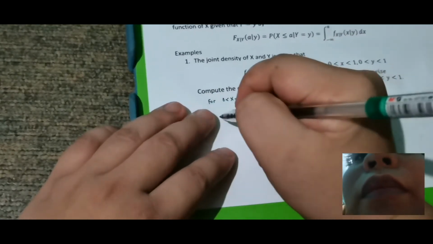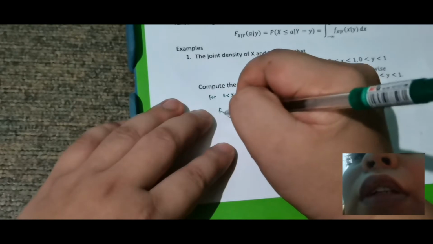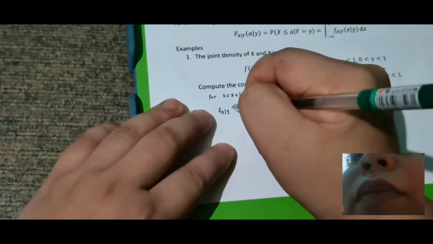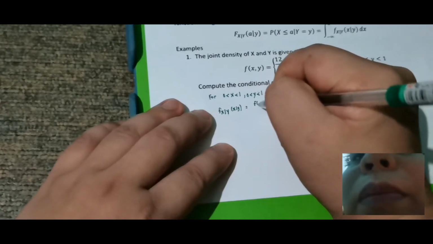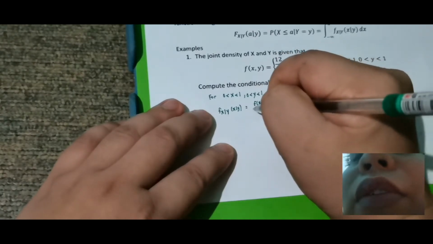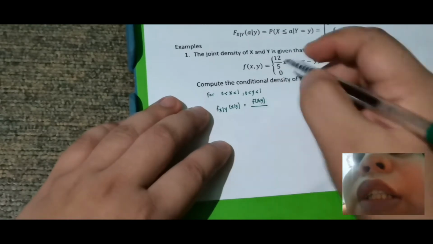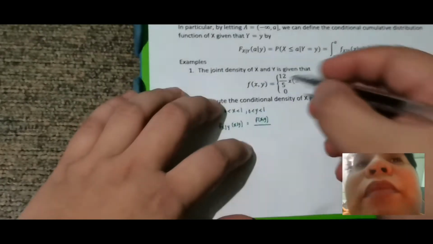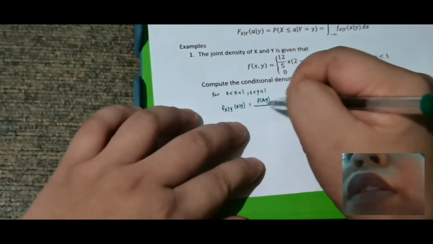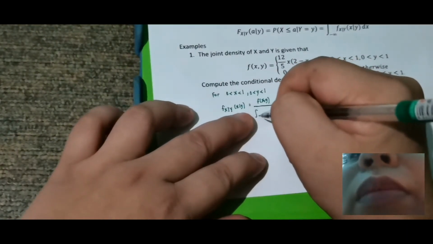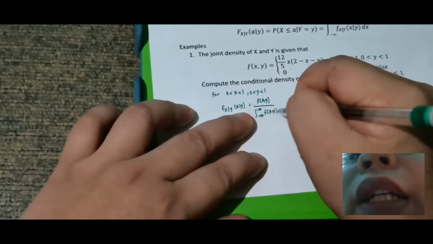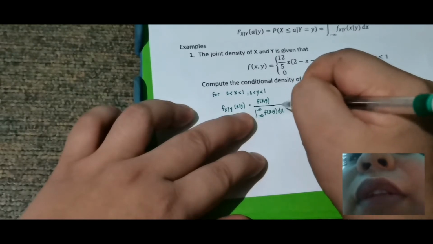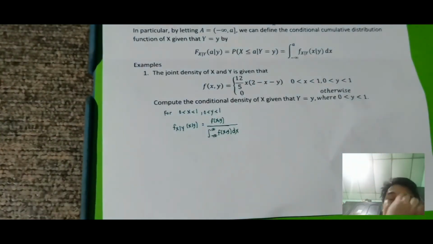So we have f sub x given y of x comma y. Okay, ang formula is just f of x comma y. Okay, yung conditional probability o yung distribution ng f sub y of y, ano yun? This is just integral. So lagay niyo yun. This is just integral from negative infinity up to infinity ng f of x comma y dx. Okay, so kukomputin natin siya as in ng ganyan.